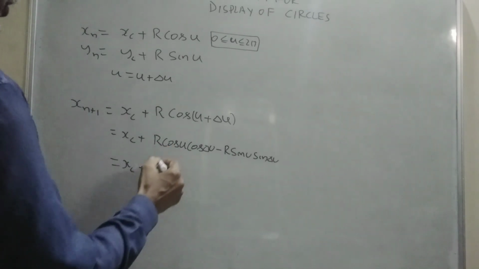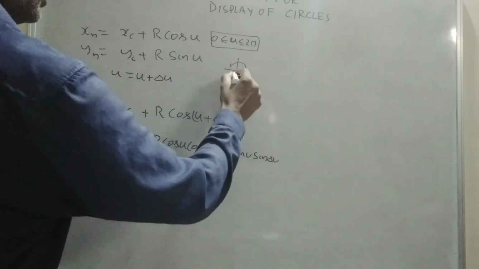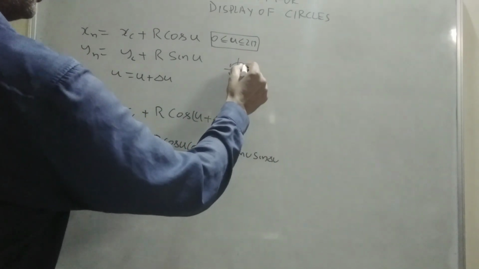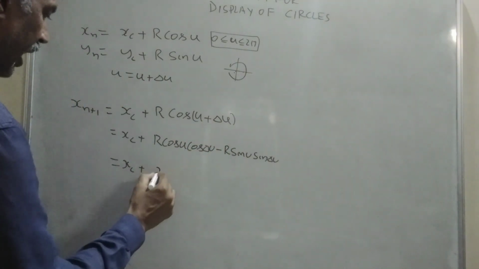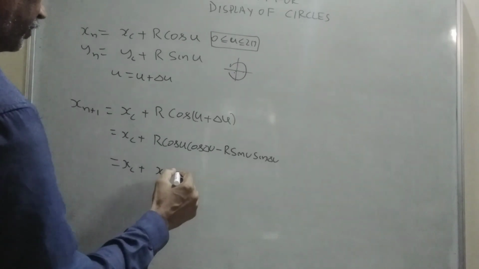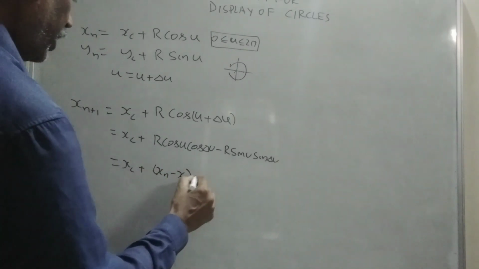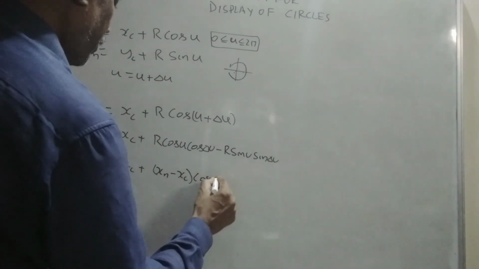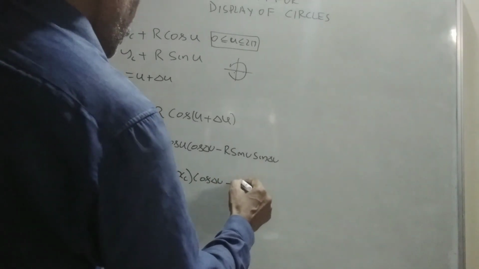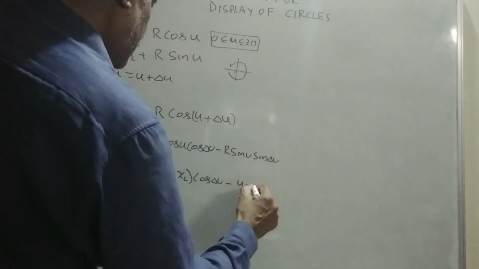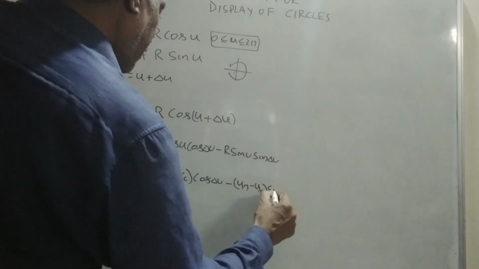Here xc is the circle center, and r cos u is equal to xn minus xc. So xn plus 1 equals xc plus (xn minus xc) into cos delta u minus r sin u, which is equal to (yn minus yc), into sin delta u.